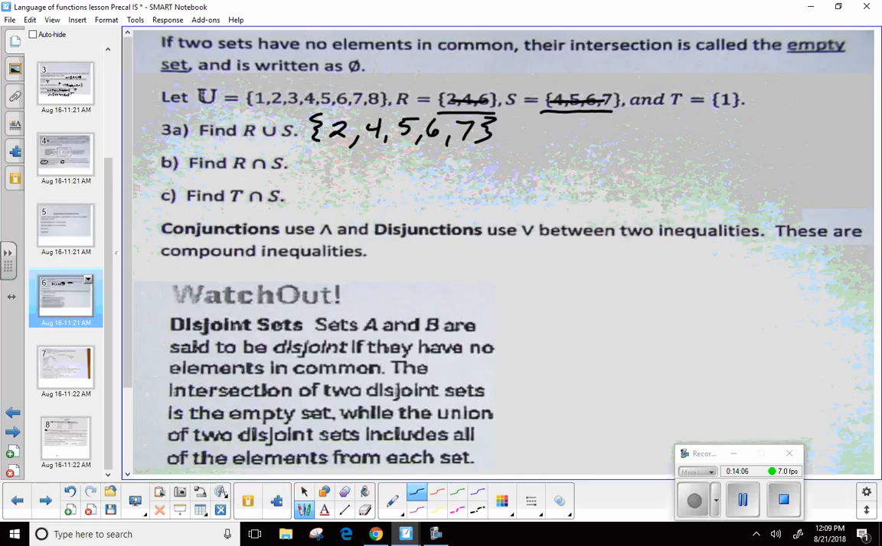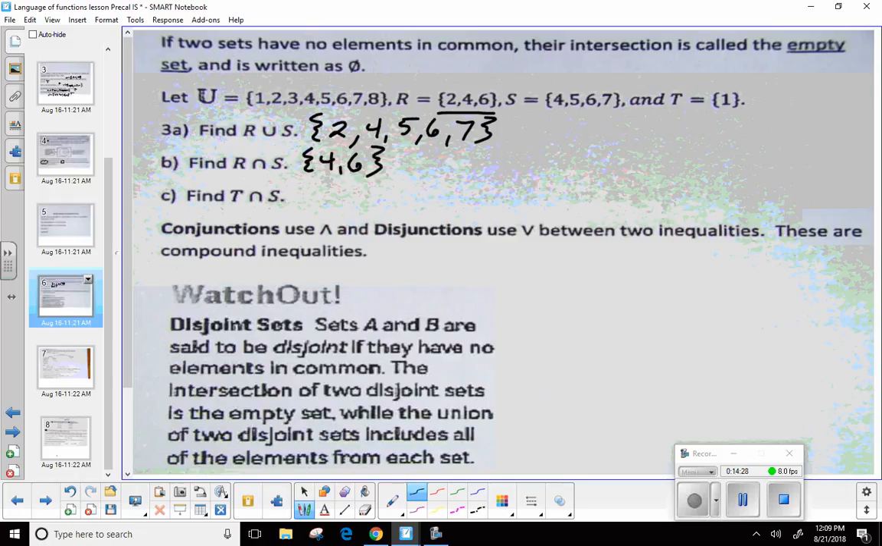Okay. Let's take a look at the next one. So if 3A wants the union, what's B? It wants the intersection. So what does that mean again? I keep forgetting. What they have that's in common. Okay, so what does set R have that set S also has? 4 and 6. Okay.